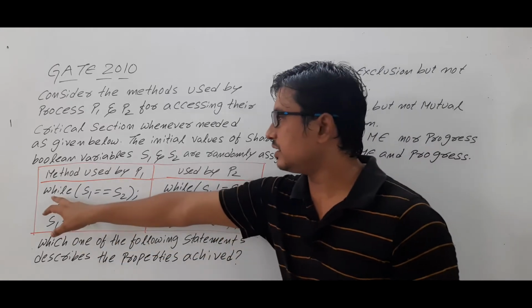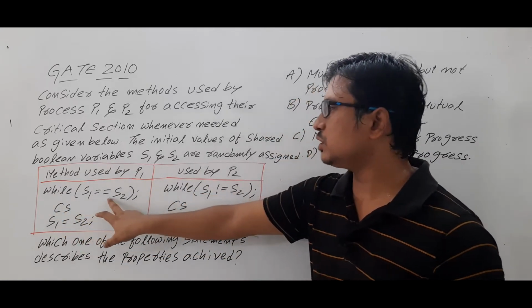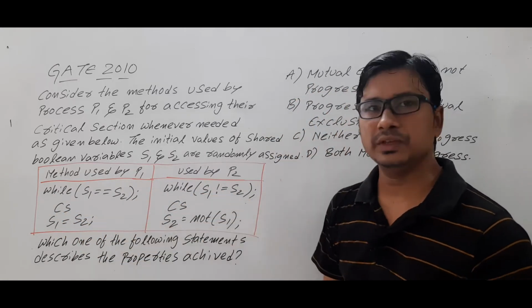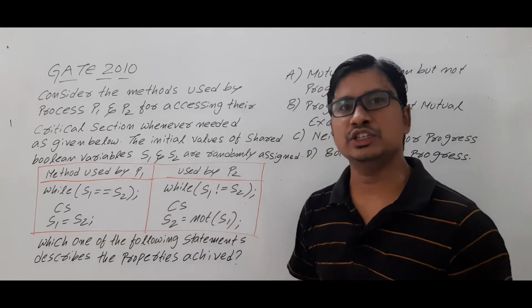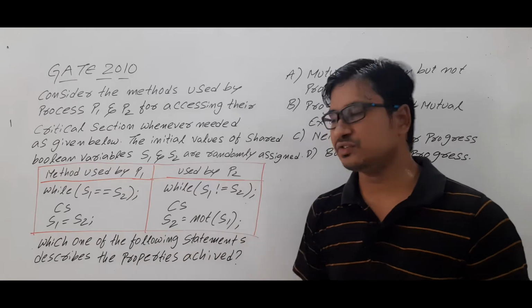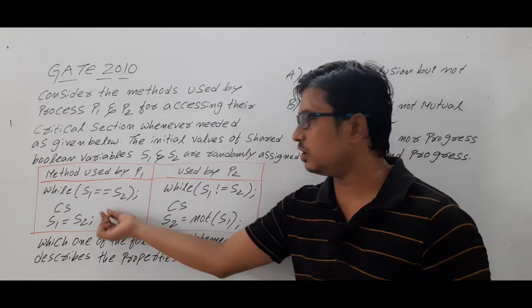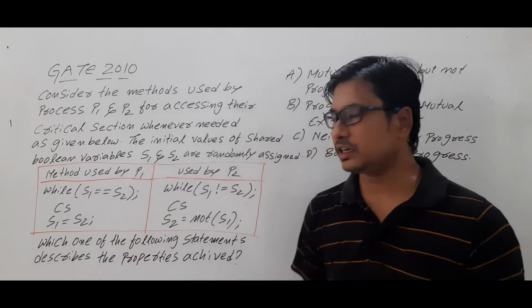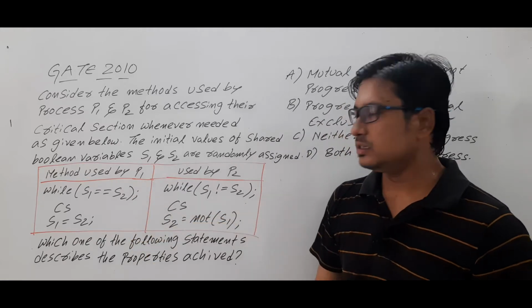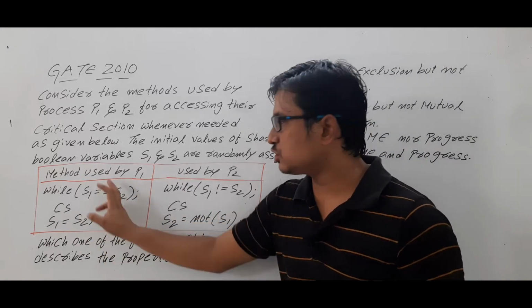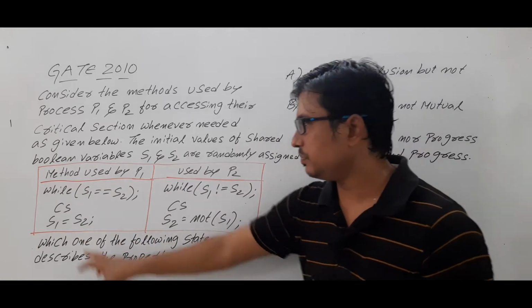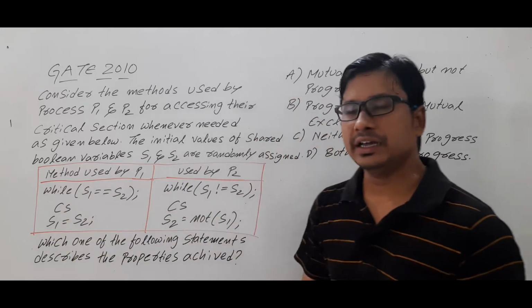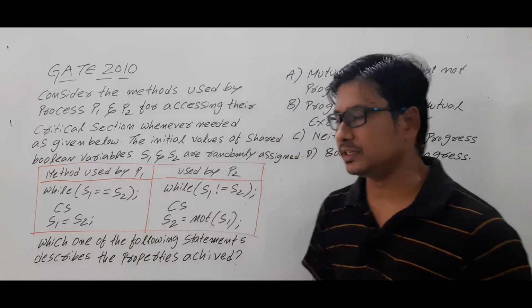Okay. Now look at here. While S1 is equal to S2. Is it clear? If S1 is equal to S2, then this condition is true, else the condition is false. If the condition is false, then only it will enter into the critical section because there is a semicolon here. If the condition is true, it will again execute the while statement only. Now look at the exit section: S1 is equal to S2.